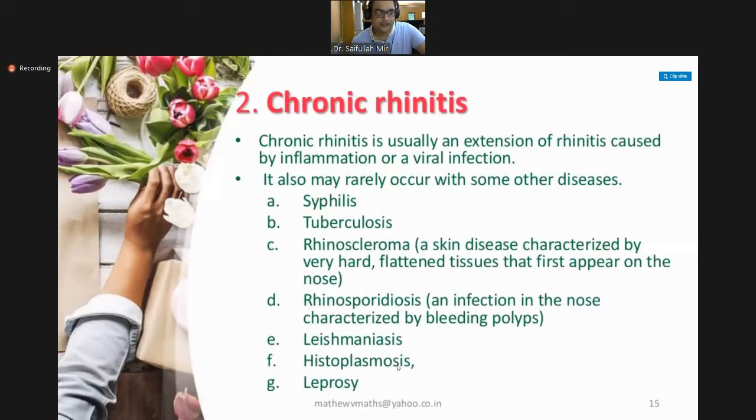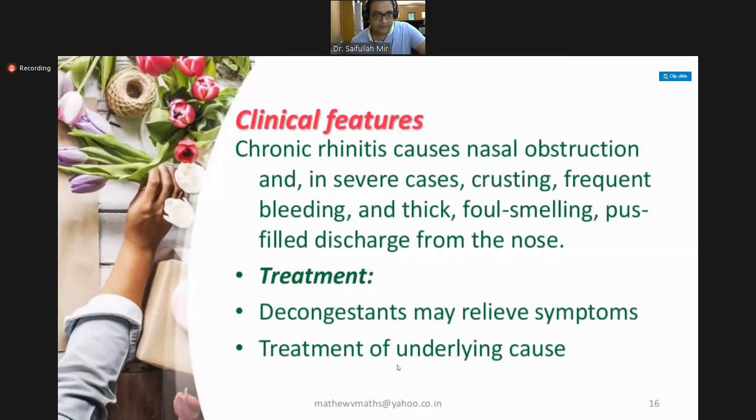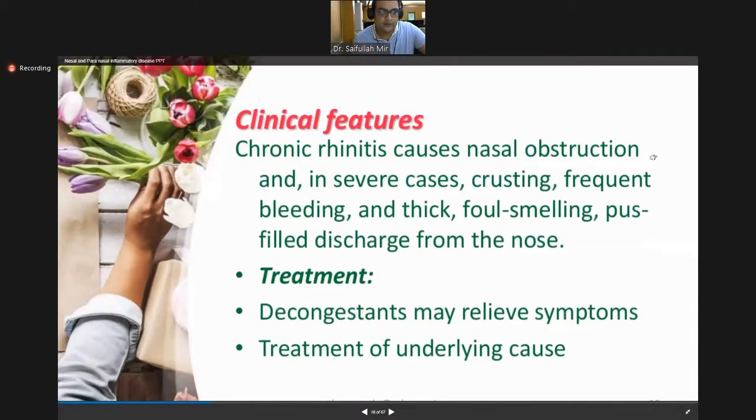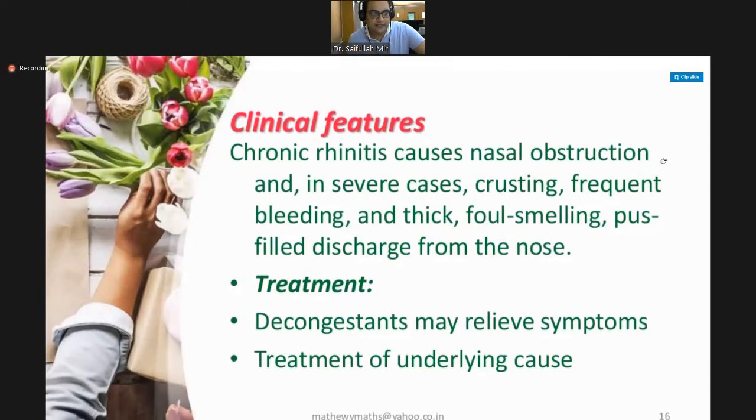And chronic rhinitis. Now this is the part that keeps us busy as ENT surgeons. Chronic rhinitis is usually an extension of rhinitis caused by inflammation or a viral infection. Clinical features include nasal obstruction, crusting, foetor, frequent bleeding, and thick, foul-smelling, pus-filled discharge from the nose.